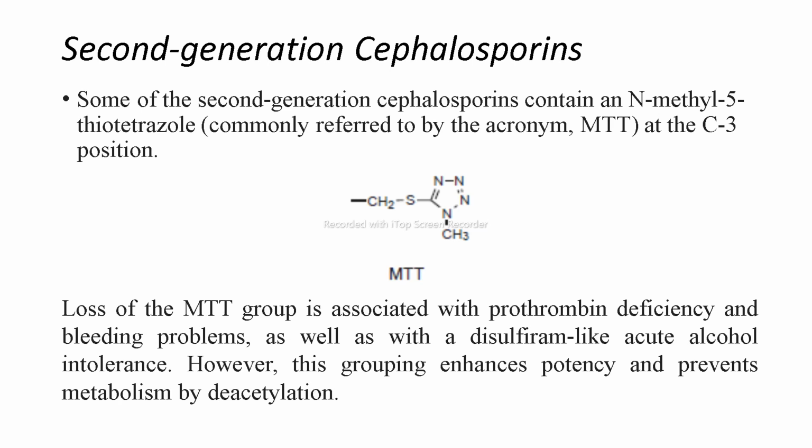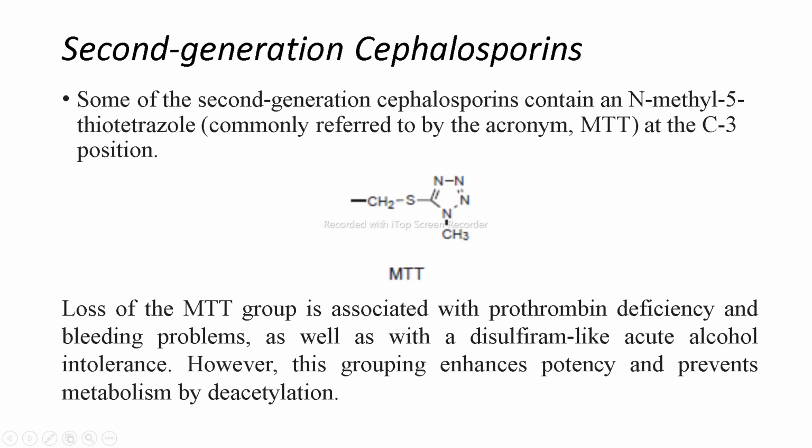Now we will check out the second generation cephalosporin. Some of the second generation cephalosporins contain this group, that is N-methyl 5-thiotetrazole. So this one N-methyl, then numbering is from this nitrogen 1, 2, 3, 4, 5. 5-thio, over here it is a sulfur. So N-methyl 5-thiotetrazole. Commonly it is referred to as MTT.